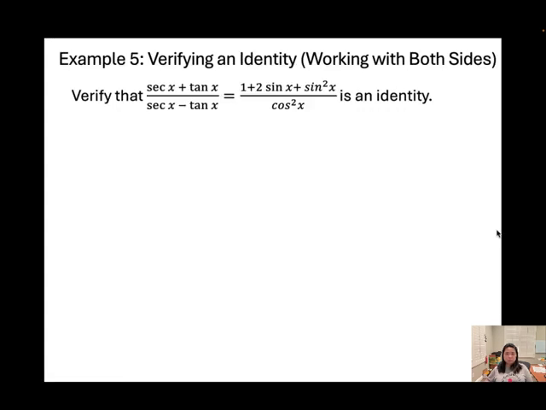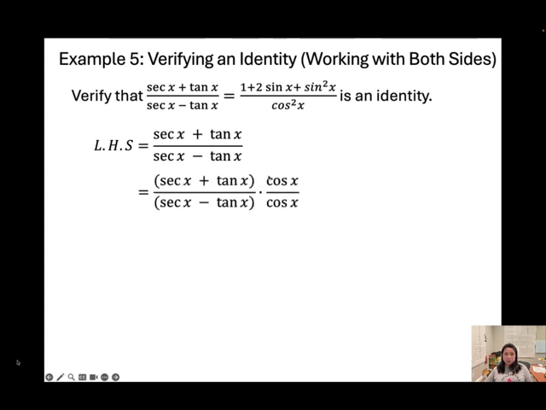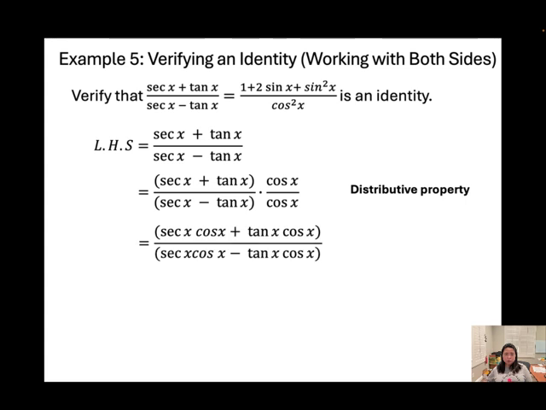Let's look at this example. You can see both of them are pretty complicated, right? I would just try to start with the left-hand side first. Since on my right-hand side I do have a cosine here, and secant means 1 over cosine, and tangent is sine over cosine, right? So I will multiply by cosine x over cosine x. And then I'm going to distribute one by one, distribute to cosine x, distribute to cosine x.